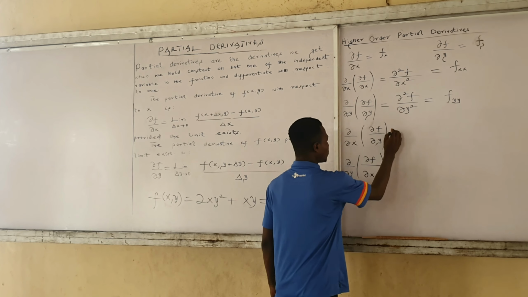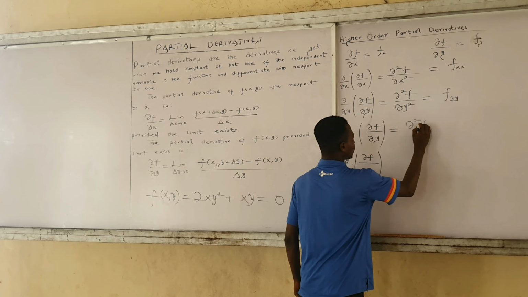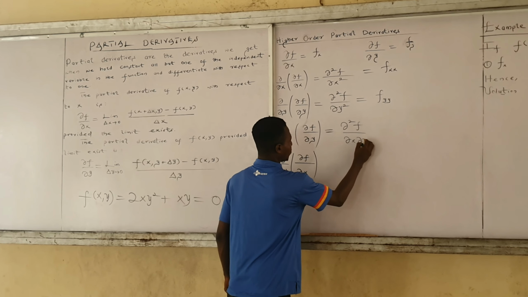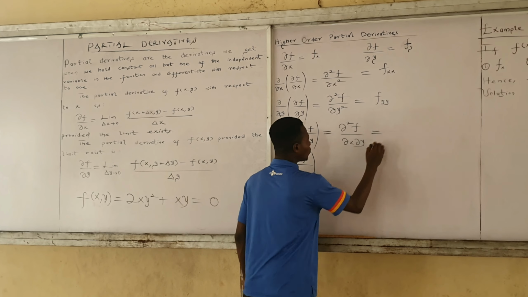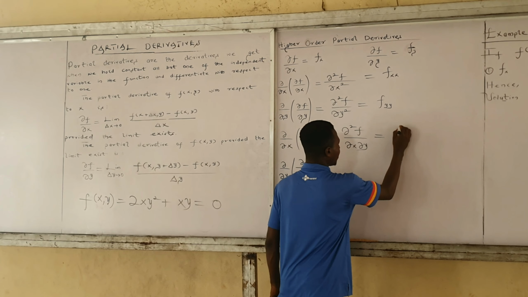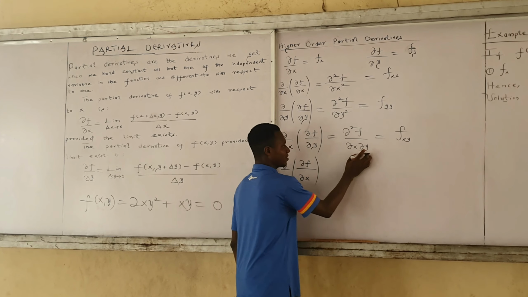So we can write this as being equal to ∂²f/∂x∂y, and we can express this, like the way we did the others, as f subscript xy. That is for this one now.